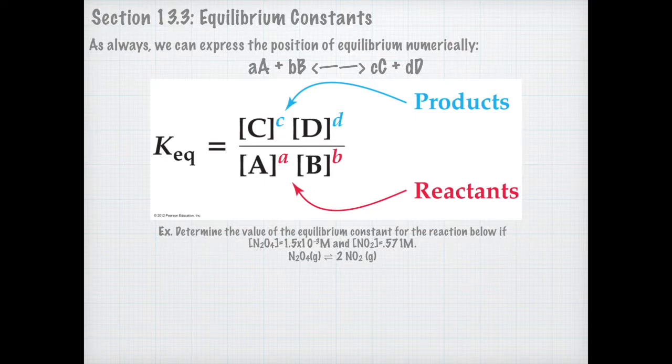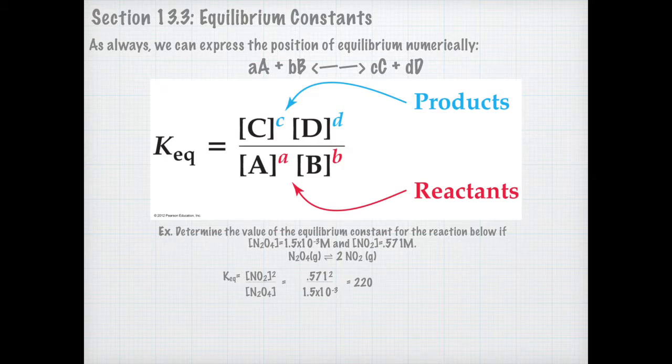So it says determine the value of the equilibrium constant for the reaction below. So it's N2O4 becomes 2NO2. And I give you the concentration of your reactant and your product. So all you need to do to find your KEQ is take the concentration of NO2 and square it, because the coefficient for NO2 is a 2. And then you're going to divide that by the concentration of N2O4. Okay? So all you need to do now is plug in the values. So it's going to be 0.571 squared divided by the concentration of N2O4, which is 1.5 times 10 to the negative third. And so when you find your answer, it's 220. Okay, I rounded to two significant figures, so it's 220, and that's your answer.